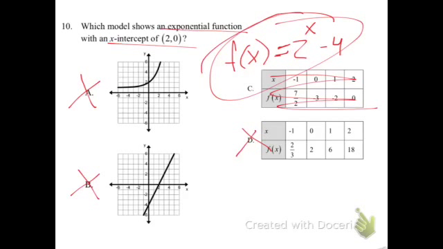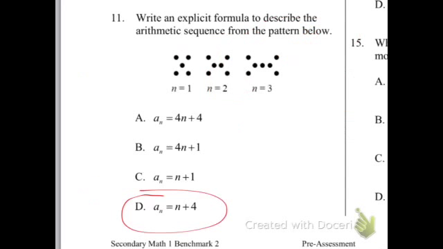C, if you have the table, does have an x-intercept of 2, 0, but this function is not exponential. If you have the version of the test that has this equation here, that is the right answer. You can actually plug in this point, 2 in for x, that's going to give you 2 squared minus 4, which gives you 0, which matches that point there, 2, 0. 11.